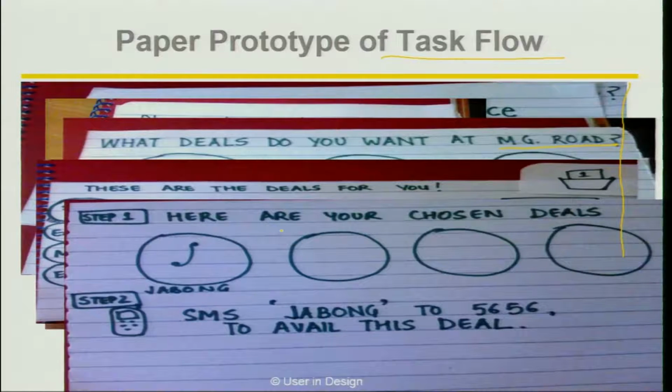And then the next one, let's assume they have chosen one of these, and it says, here are your chosen deals, okay? SMS Jabong to whatever it is. So this is showing exactly what the user chose. So through this whole thing, you can see how you can create a successive set of screens on paper to give the feeling of an interactive product, okay? So this is paper prototyping taken to the next level.